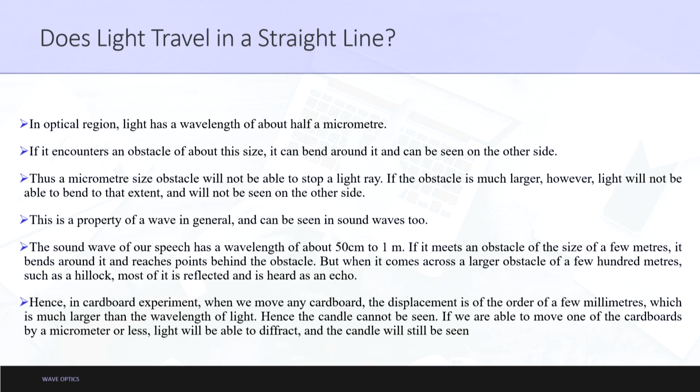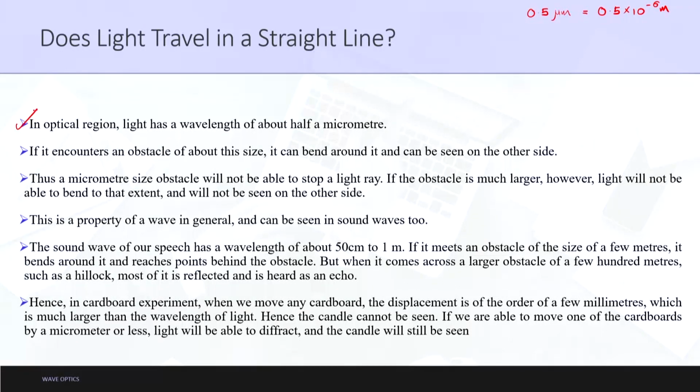In the optical region, light has a wavelength of about half a micrometer. Half a micrometer, as in 0.5 μm. If I write it in terms of meters, it is 0.5 × 10^-6 meters. This is very small when we compare it with the dimensions of actual objects. Let us say this pen, or this screen, anything has a very large dimension when compared with the wavelength of light.